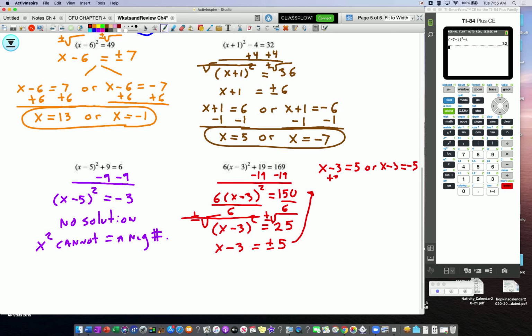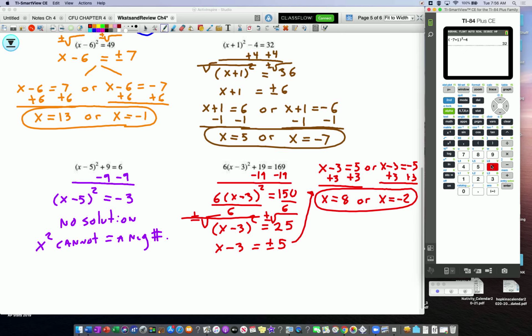So on this one, I'm going to add 3 to both sides. So I get x equals 8. Or on this one, when I add 3 to both sides, I get x equals negative 2. So again, I like to check. 6 parentheses, one of my answers was 8 minus 3, close parentheses, squared. And then I have to add 19. So when I hit enter, this better equal 169, and it does.